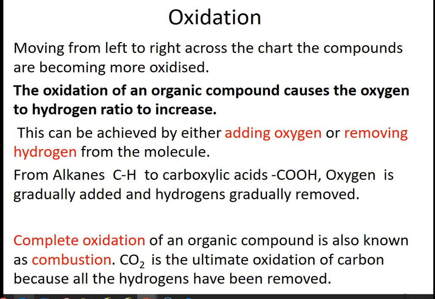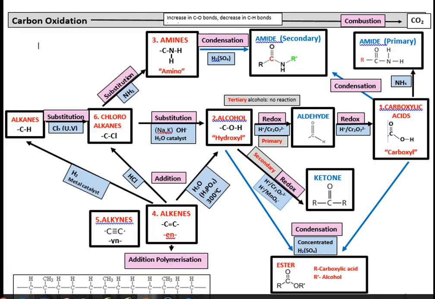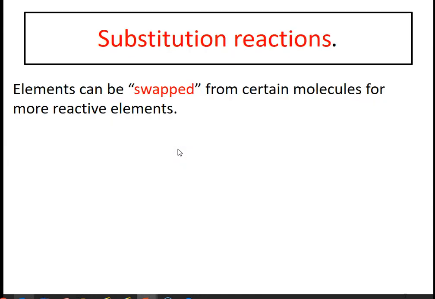So oxygens are gradually added. And as I was saying, complete oxidation: the carbon is completely oxidized when you've just added oxygen and you don't have the hydrogens anymore. So adding oxygen, removing hydrogens. Okay, so the first reactions that we're going to look at are alkanes to chloroalkanes to alcohols, or chloroalkanes to amines. So these are all substitution reactions, so they're the first ones that we're going to be doing.